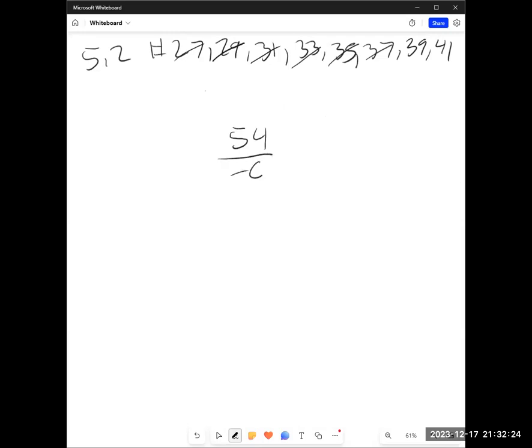-54 divided by a -6. A positive divided by a negative is a negative. 54 divided by 6 is 9.